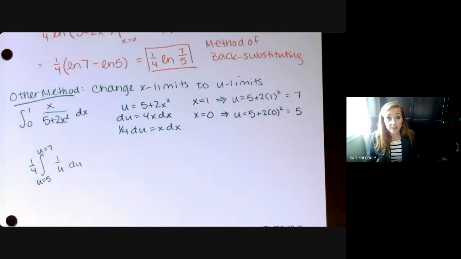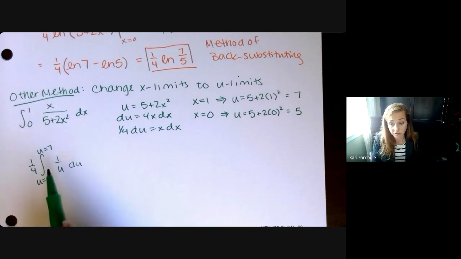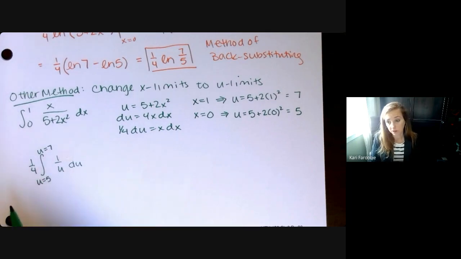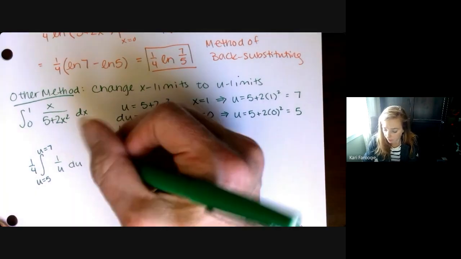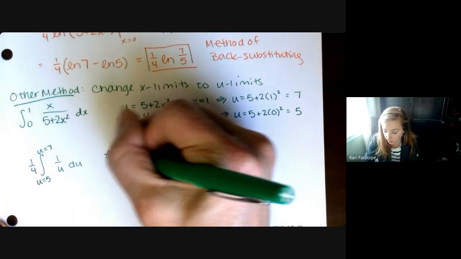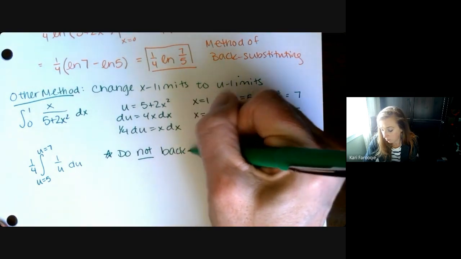Now, as long as I have the entire integral written in terms of the same variable, I don't want to back substitute, because right now everything's in terms of u. I can use the FTC with this integral, and it means that I should not back substitute because I already found u limits. So the key here is do not back substitute.